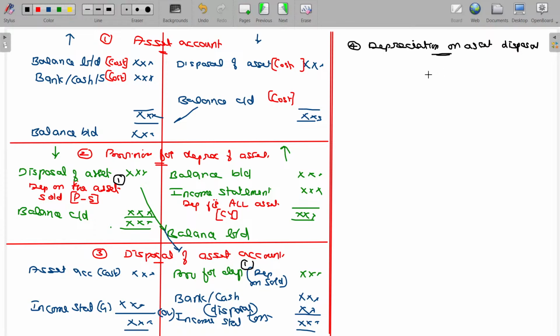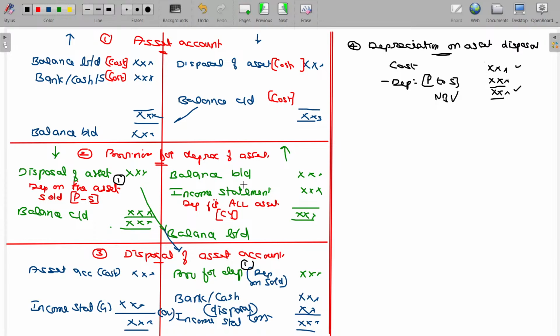Now here, cost 1000 minus depreciation since the date of purchase to the sale date, that will be subtracted. So what value you have after this depreciation is called net book value. From this, it is very clear that if you have been given net book value and cost, the difference between these two is the depreciation on the asset sold since the date of purchase to the date of sale.